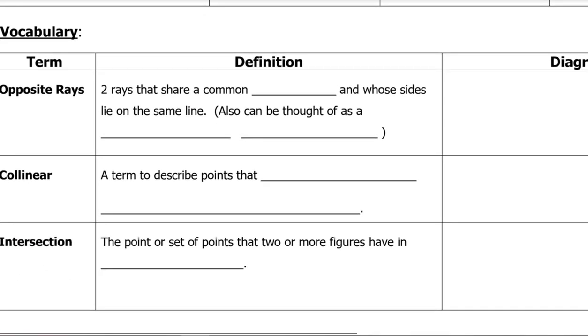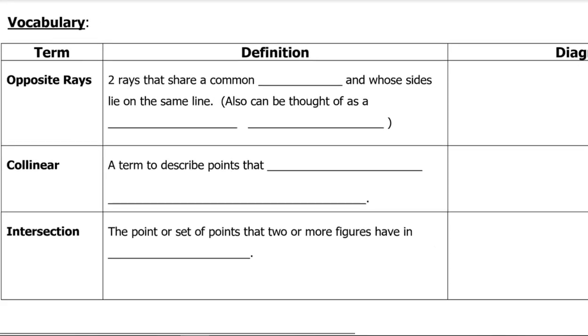Now, we're going to take a look at all these other amazing terms here. We've got opposite rays, collinear, and intersection. So let's first take a look at opposite rays. Two rays that share a common, and that's right, they're going to share a common endpoint.